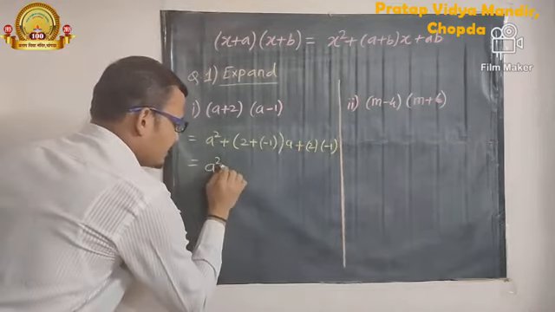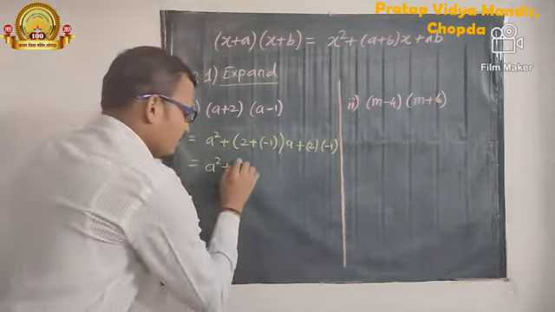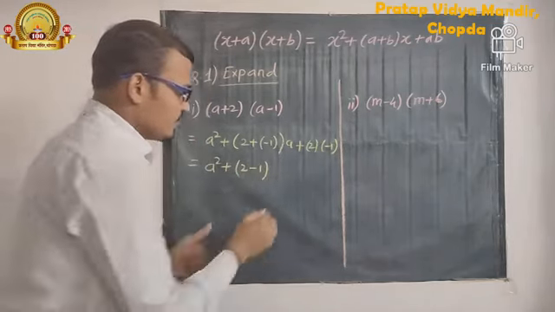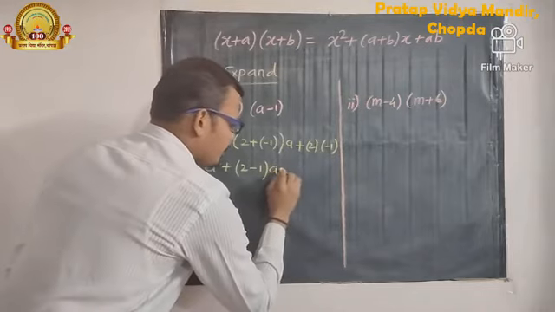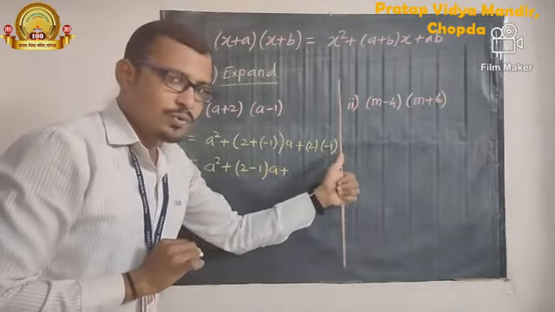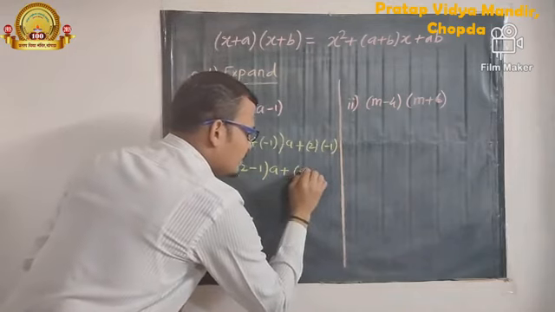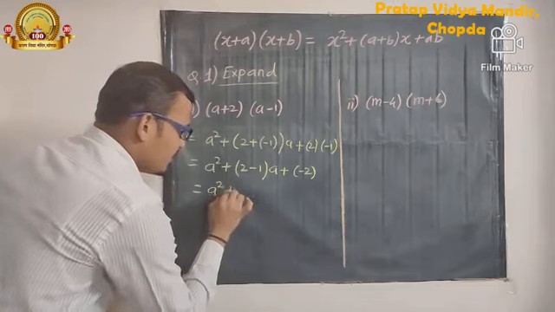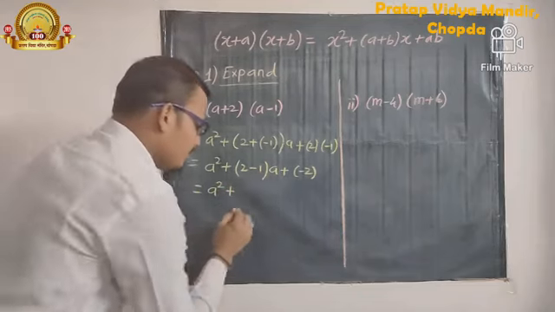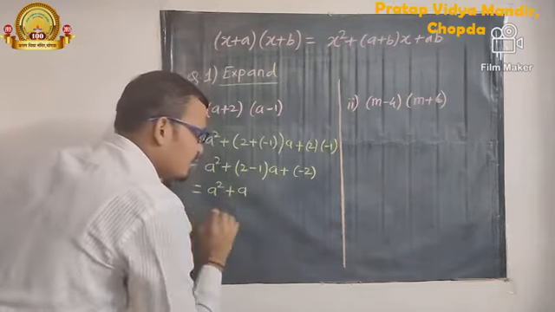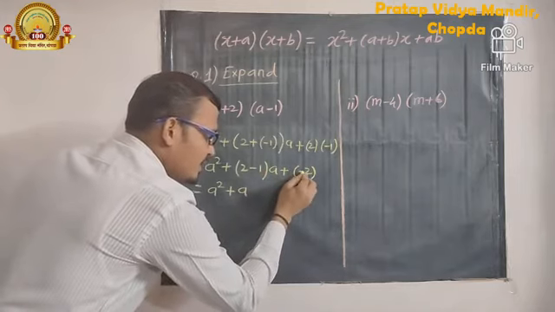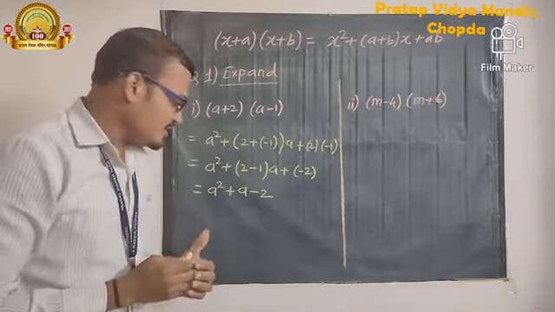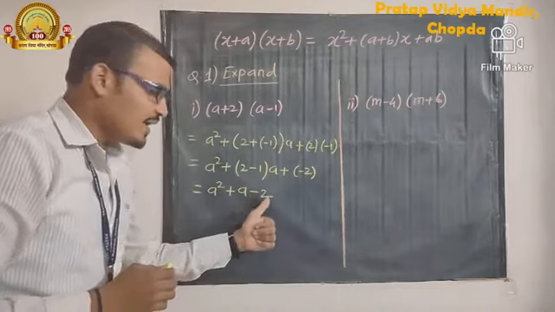Now a square is as it is, plus 2 plus into minus, minus. So 2 minus 1 into a, plus 2 into minus 1 is minus 2. Now a square as it is, plus 2 minus 1, 1 into a, plus into minus, minus, and 2 as it is. So our expansion is a square plus a minus 2.